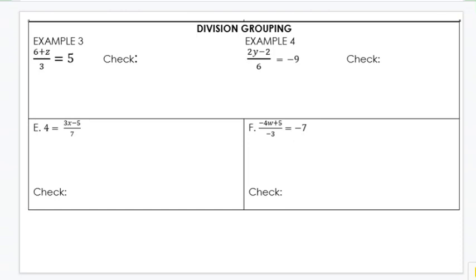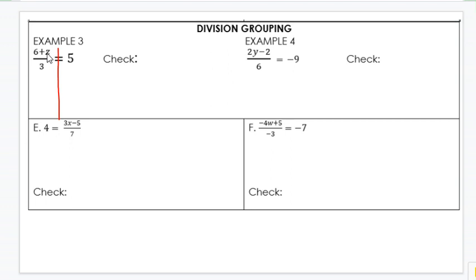In this example, we're going to look at dividing, which creates grouping. So division grouping. In example 3, it says 6 plus z divided by 3 equals 5. We always begin by drawing our wall, which is just a line down our equal sign to keep the problem divided in half so we can balance it. Because remember, if we do something on one side, we have to do it on the other.